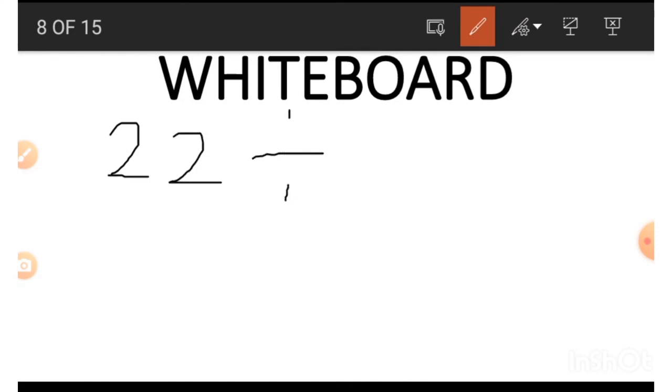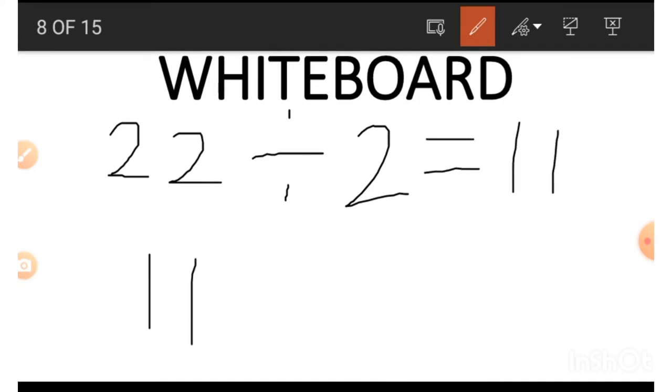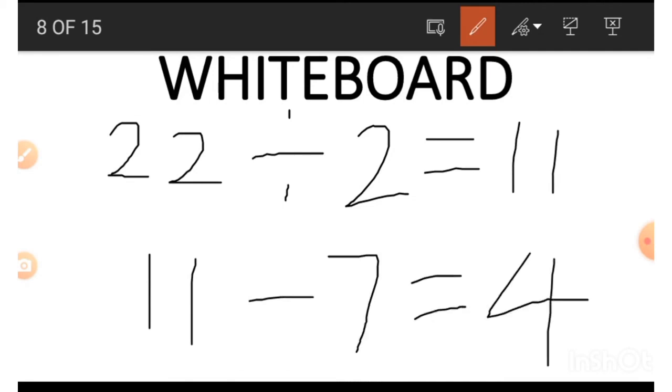22 divided by the 2. What we are going to get from there is 11. Now this 11 minus the 7, because we are doing the opposite of addition, that gives us a 4. So the answer is 4. So that is how we got the 4.